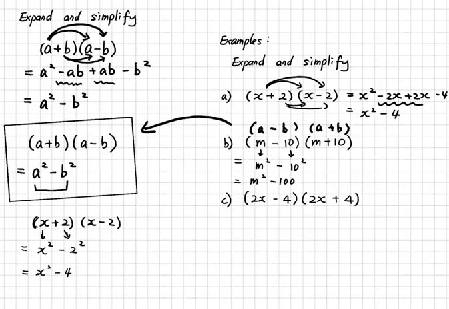Now question C, you have 2x minus 4 times by 2x plus 4. Again, both terms have 2x, both terms have 4, but the 4 has opposite signs. So we can actually use a plus b times by a minus b again. So this time, your a is this entire 2x. So therefore, I can say it is 2x squared minus your b, which is 4 squared. So therefore, it's 4x squared minus 16.